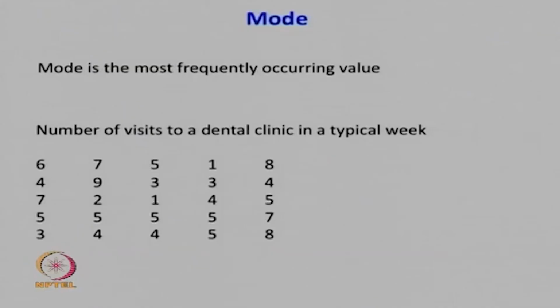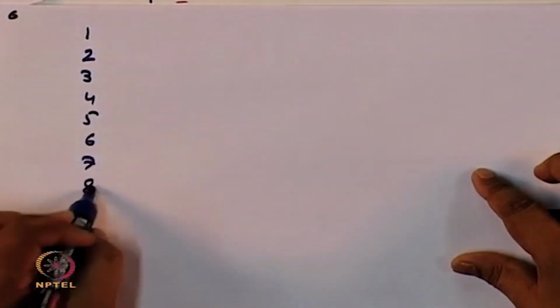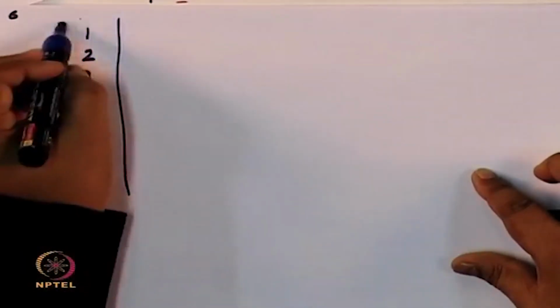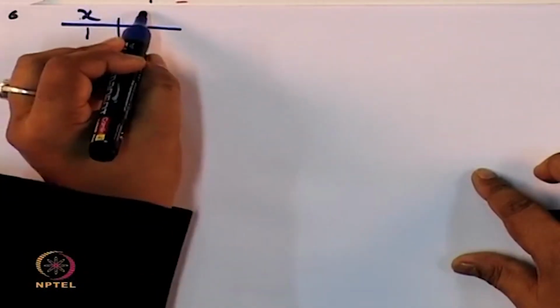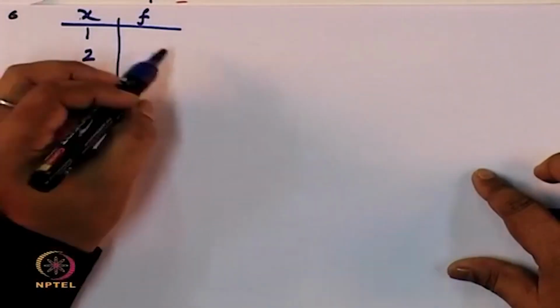The third metric we had discussed was the mode. The mode is the most frequently occurring value, for example, the number of visits to a dental clinic in a typical week. This is the data. So, how do you calculate the mode? You first find out the frequency distribution. We can see that you have 1, 2, 3, 4, 5, 6, 7, 8, 9 as the values. So, this is x and this is my frequency f. I can see that for 1 I have 2.